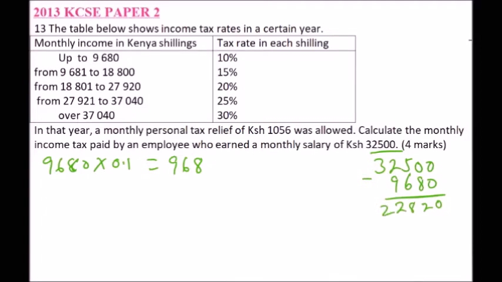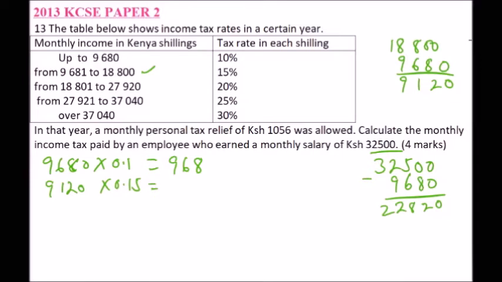Now we need to go to the next bracket, and to be able to determine the next bracket, we subtract 9,680 from 18,800, and that will give us 9,120. So our next bracket will be 9,120, and it is being taxed at a rate of 15%, which is 0.15, the same as 15 over 100. You multiply that, and that will give you 13,680. You can confirm: you subtract 18,800 from 27,920, and you still get this value.